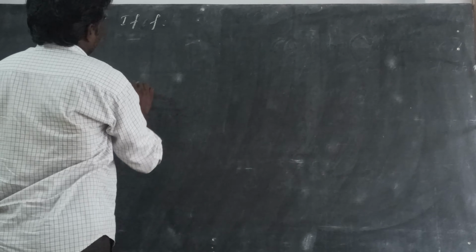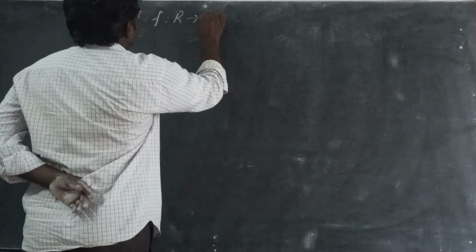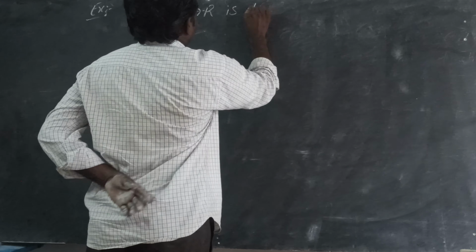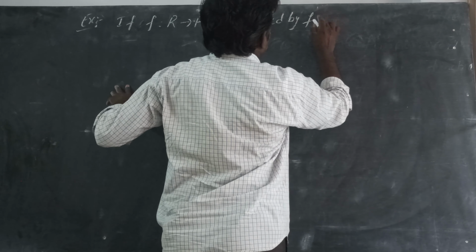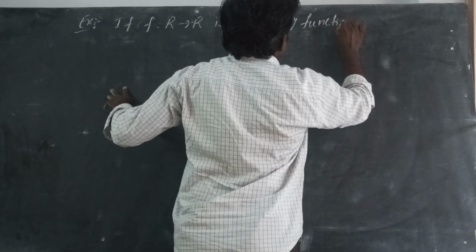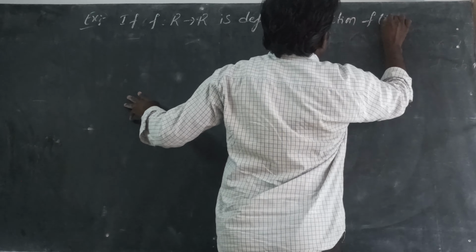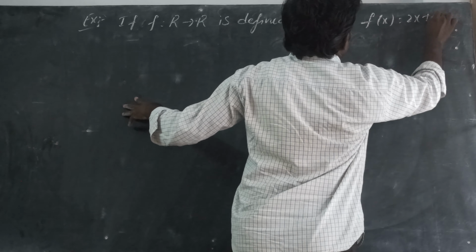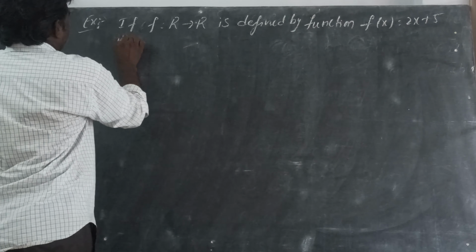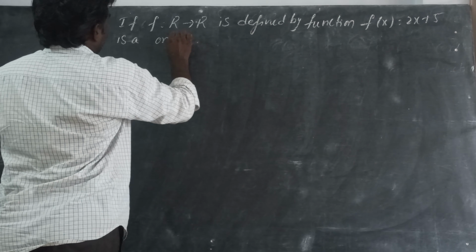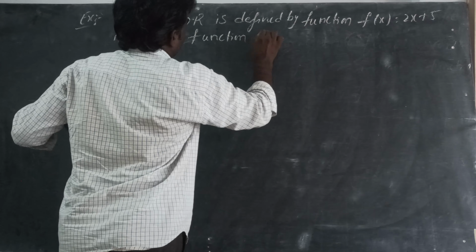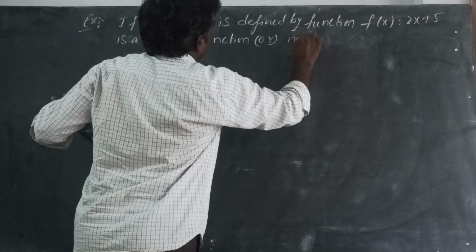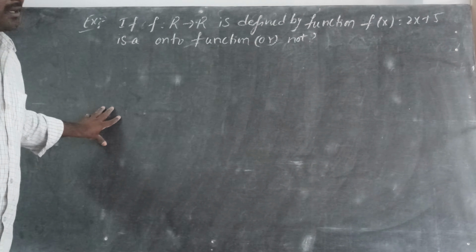A function f from R to R is defined by f of x is equal to 2x plus 5. Is it an onto function or not, or a surjection or not?